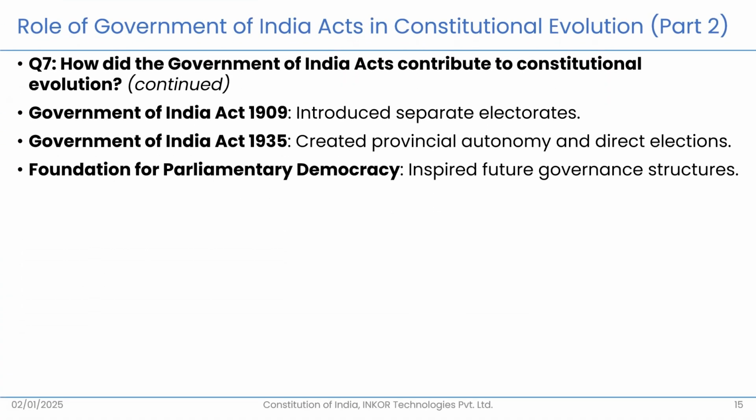As Indian demands for self-rule increased, Britain introduced more constitutional changes. The Government of India Act 1909, also known as the Morley-Minto reforms, introduced separate electorates for Muslims, further dividing Indian society. The Government of India Act 1935 was a landmark law that created provincial autonomy and introduced direct elections for the first time. Although it still kept India under British control, it served as a blueprint for India's future parliamentary democracy. Many governance structures introduced in these acts were later incorporated into the Indian Constitution.